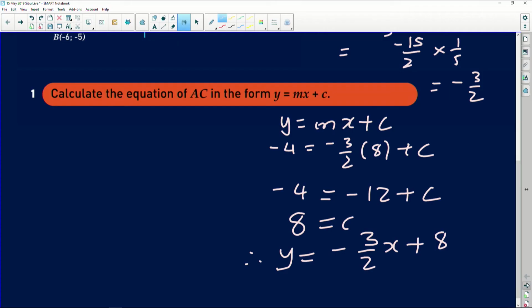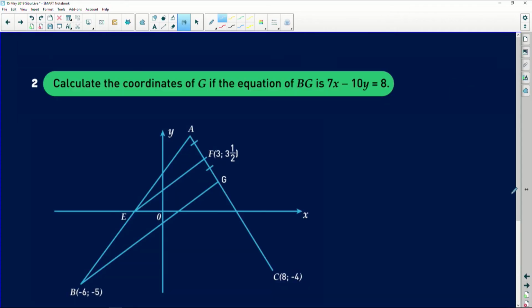The second question says to us, we need to calculate the coordinates of G. There you have it. So now we want to find the coordinates of this point G if the equation of BG is 7x minus 10y equals 8. So I'm looking at a point where two straight lines meet. The first one is 7x minus 10y equals 8. The second one is this one we found that says y is minus 3/2 x plus 8.